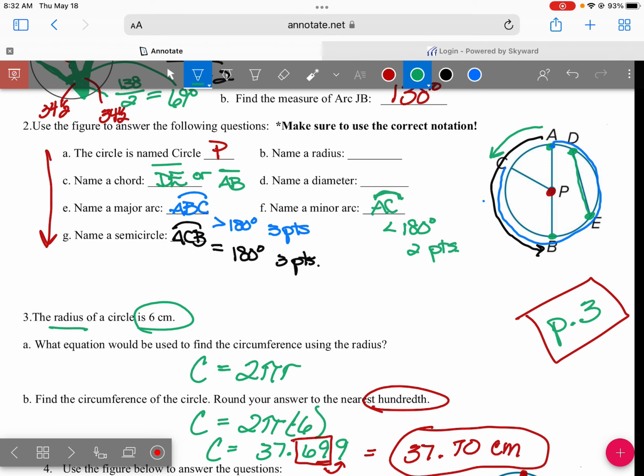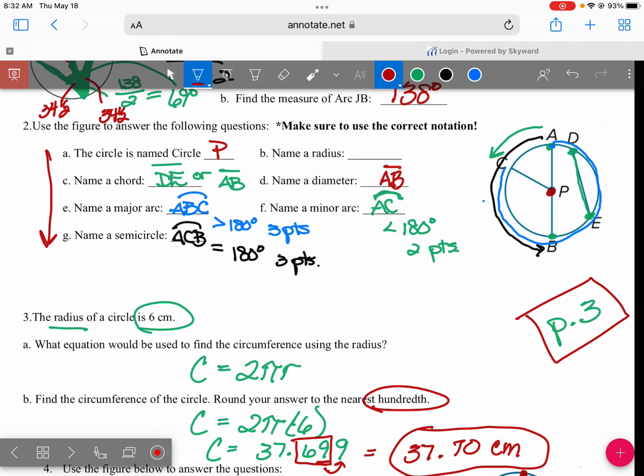Okay. And diameter. Give me a diameter. No. CE? No. AB. Yes. You only use 2 points for a line segment. Don't give me 3. You're like, picky, picky, picky. Hey, I didn't make the notation rules up.